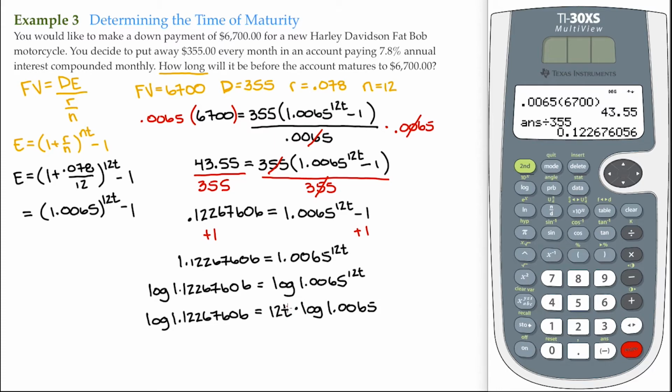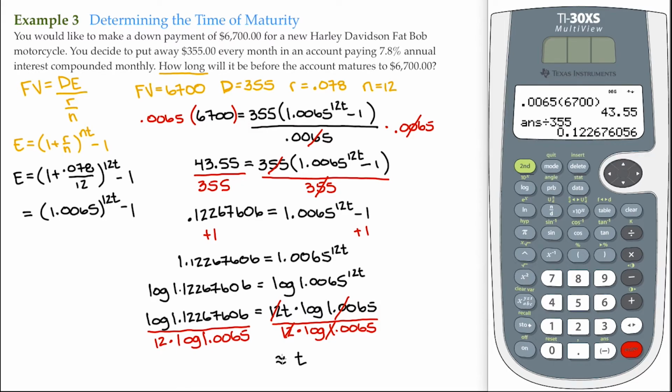Now solving for t here, divide both sides by 12 times the log of 1.0065. We do it on this side too: 12 times the log of 1.0065. The 12s will cancel, the logarithms will cancel, leaving us with t.